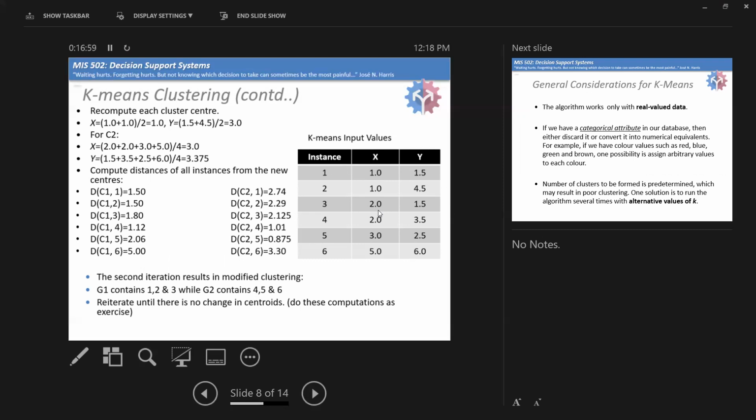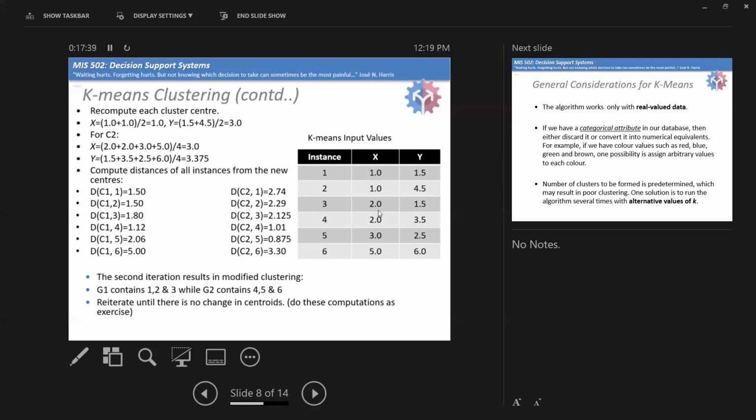And what about C2? C2 is like 3, 4, 5, 6. So 2 plus 2 plus 3 plus 5 divided with how many points we have? 4. So we divided it with 4. So it turned out to be 3. And then the y, find the average. So 3, 3.75. So you can see that the previous coordinates, this was C1 before. This was C1 and this was C2. So the new C1 is 1, 3 and new C2 is 3, 3.75. Are these the same or are they different?